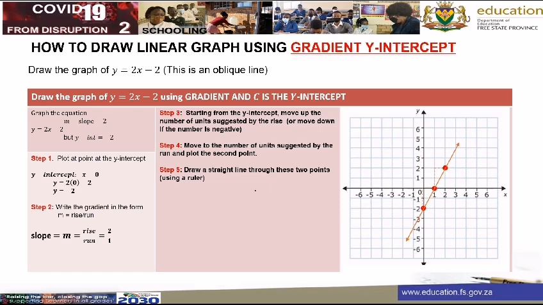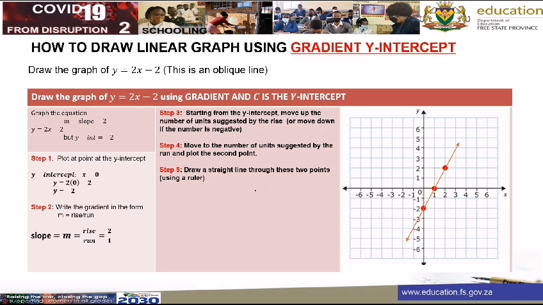Remember, when we started, I talked of an oblique line. This graph is going to be an oblique line. When drawing the graph of y is equal to 2x minus 2 using gradient and y-intercept, you need to find the slope and the y-intercept. And when using this method, there are 5 steps that you need to follow.